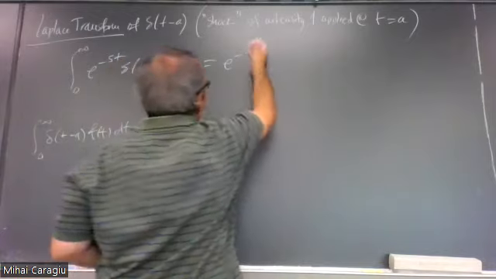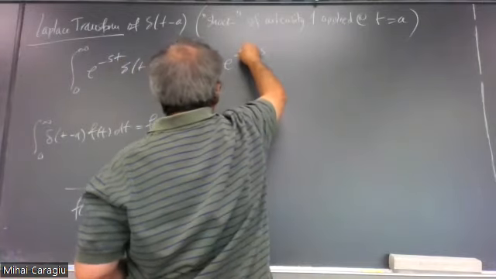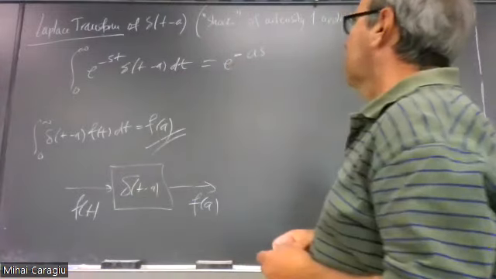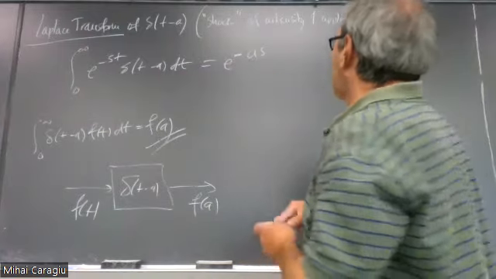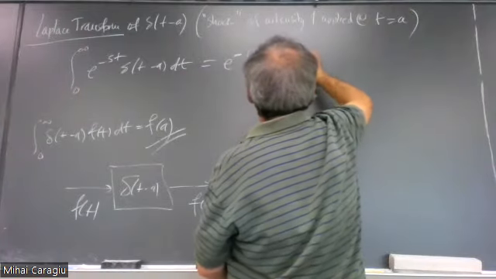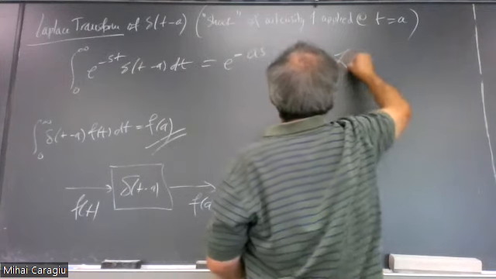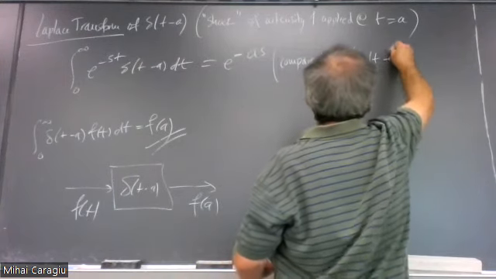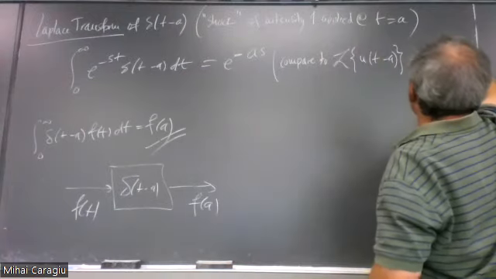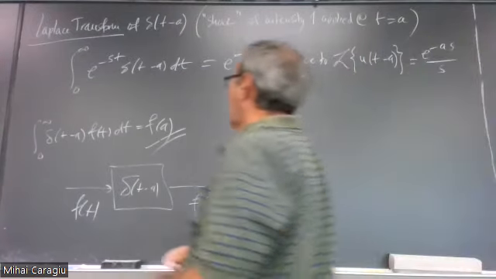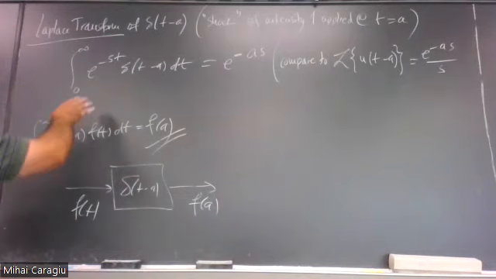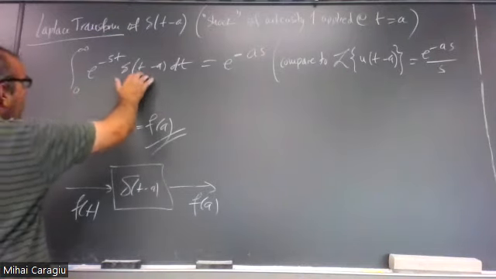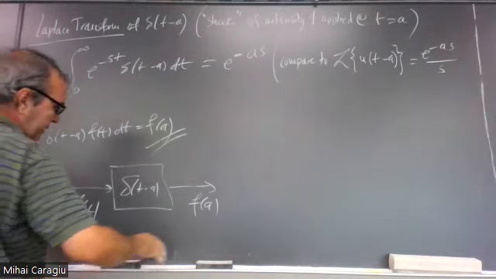So we consider the formula: e to the power minus as is the Laplace transform of the delta function. Compare to the Laplace transform of the unit step function, u of t minus a, which equals e to the minus as over s. So very important: the Laplace transform of the delta function at a, the shock applied to the system at a, is e to the minus as.